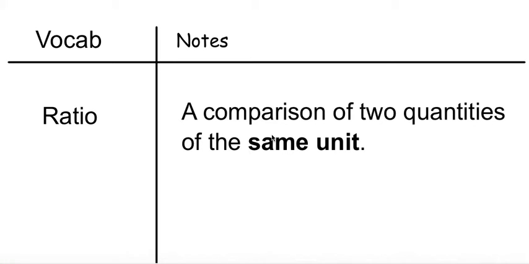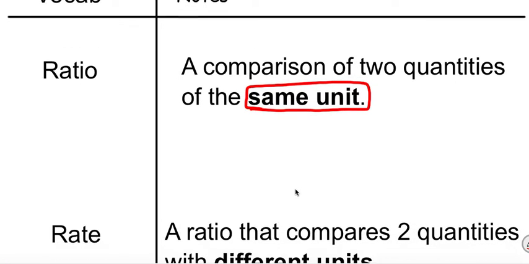Ratio. Ratio is a comparison of two quantities of the same unit. That is bolded. It should be underlined, capitalized, highlighted. The same unit is the key to being a ratio. Again, as always, pause the screen so you have time to write this down as I'm going to continue moving forward.